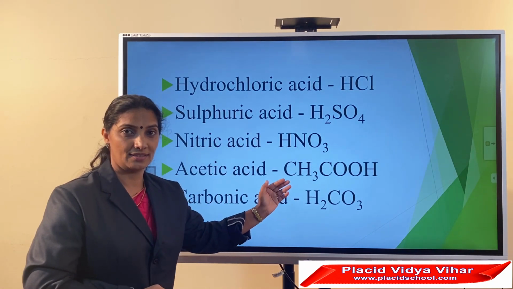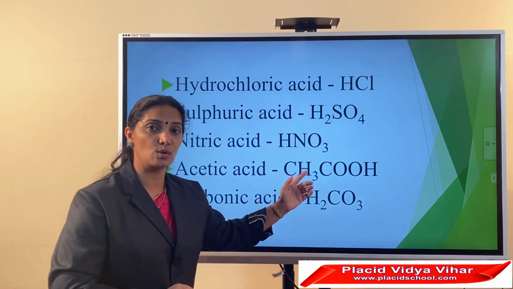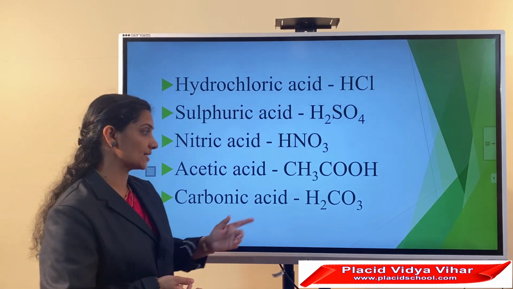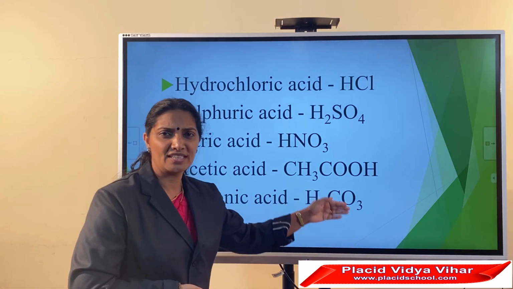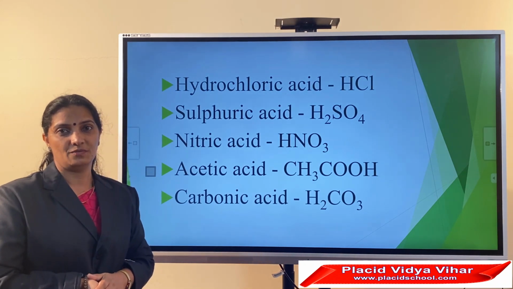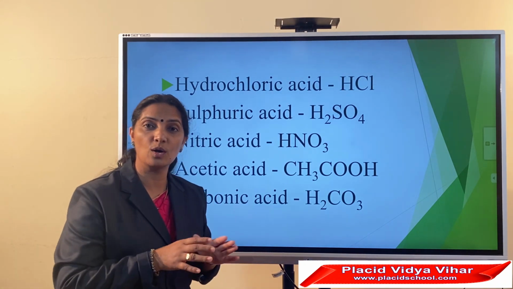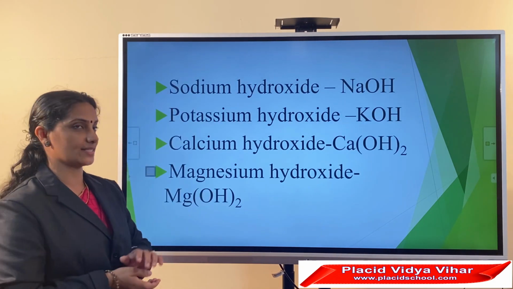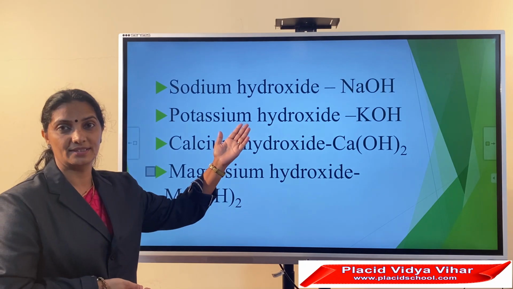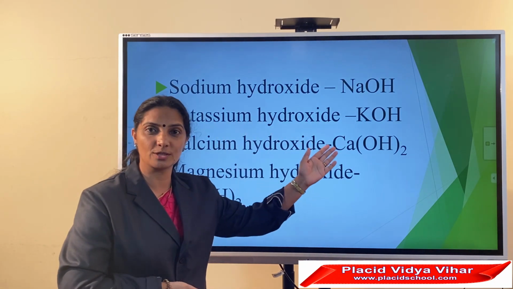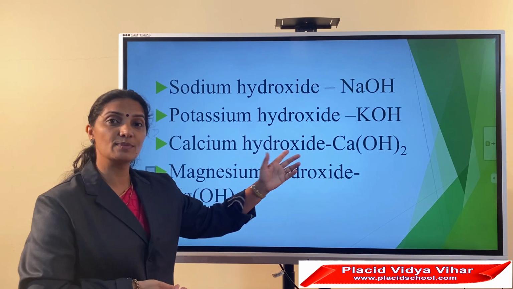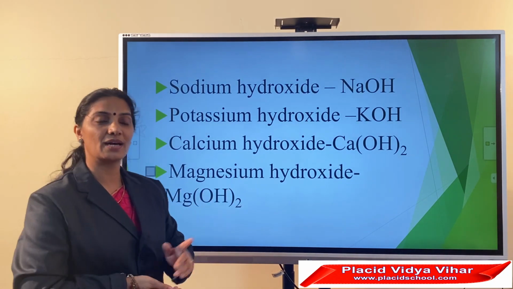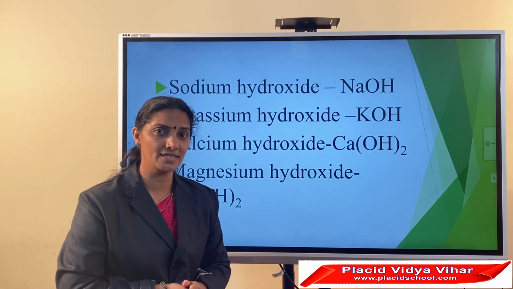Acetic acid, the chemical formula is CH3COOH. Then we have carbonic acid. Its chemical formula is H2CO3. These are only some of the acids. We use these acids either in our home or in our chemistry laboratories. Let's see some examples of bases. Sodium hydroxide, NaOH. Potassium hydroxide, KOH. Calcium hydroxide, Ca(OH)2. Then magnesium hydroxide, Mg(OH)2.